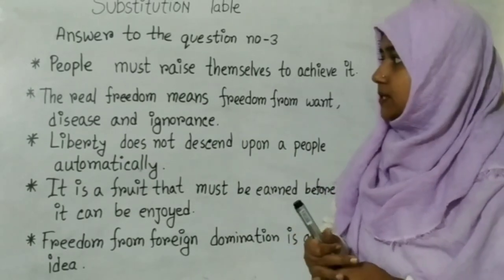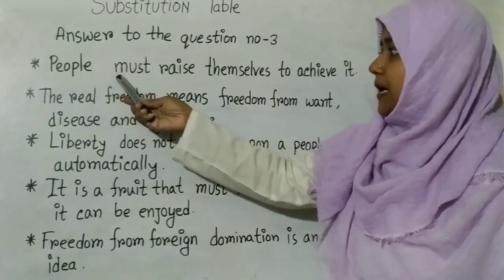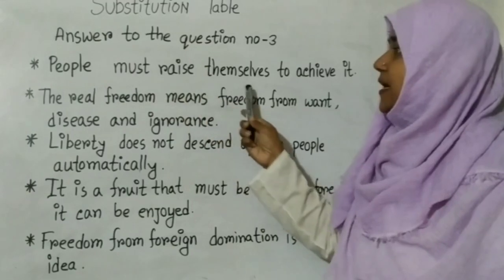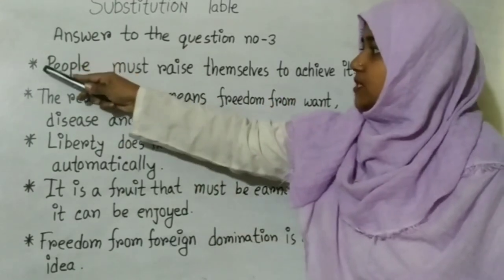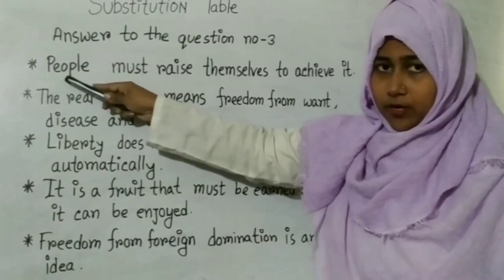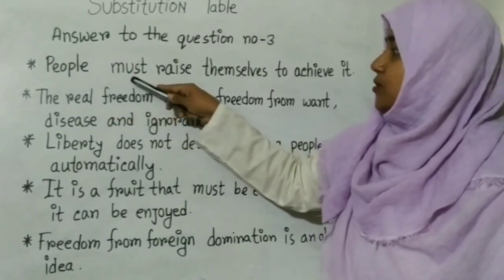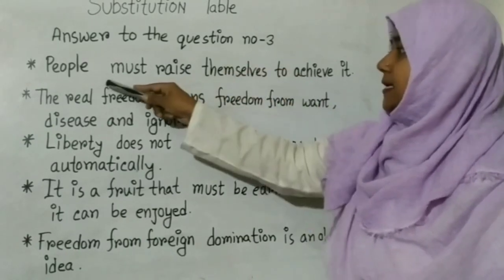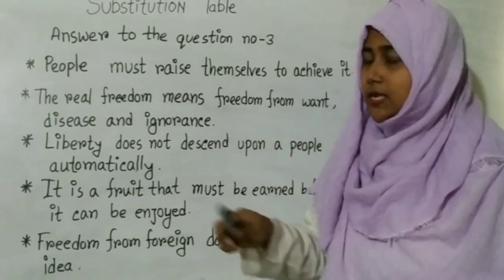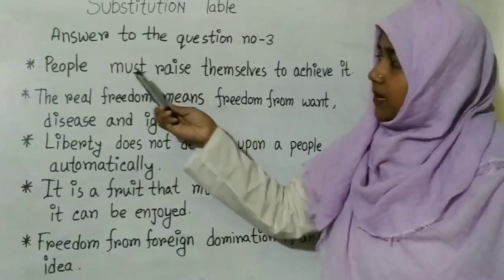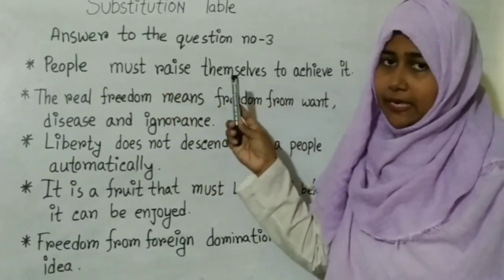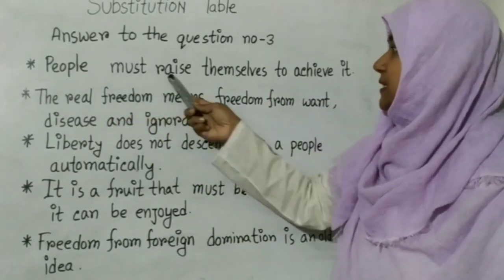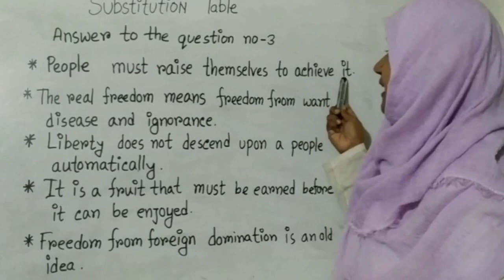So first, people must raise themselves to achieve it. This is plural form. According to the plural subject, you use here a modal auxiliary and a plural pronoun. So this sentence is correct, and the meaning is also correct. It is not a meaningless sentence. It has a specific meaning. So people must raise themselves to achieve it.